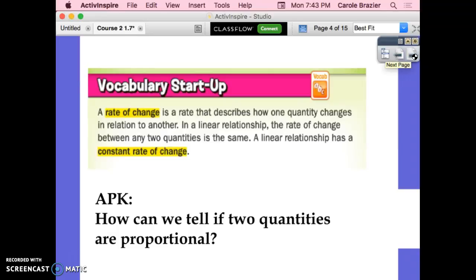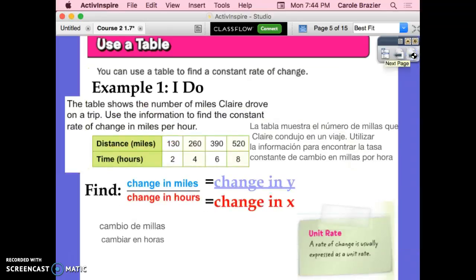So the rate of change describes how one quantity changes in relation to the other, so that's the change in x over the change in y. And then anytime you have a linear relationship, there will be a constant rate of change. So meaning it's happening the same way, so our slope is going to be the same, and we'll talk about that later on in the lesson. Anytime you need to pause the video to make sure you're getting all the notes down, and then resume it whenever you guys are ready.